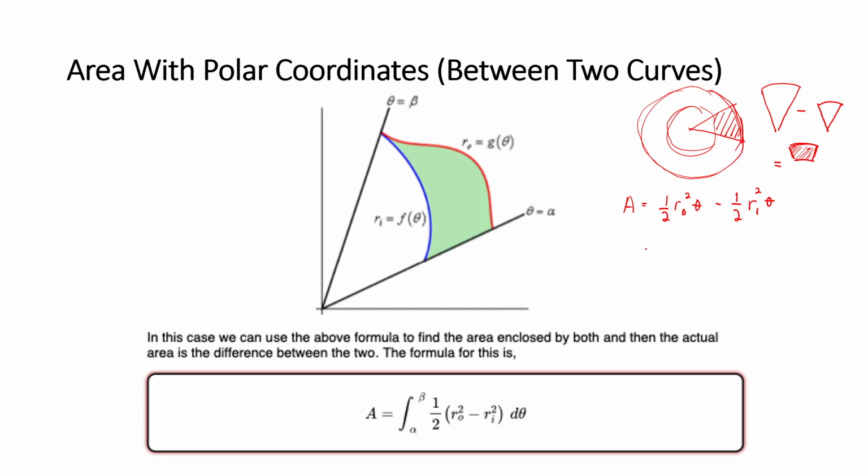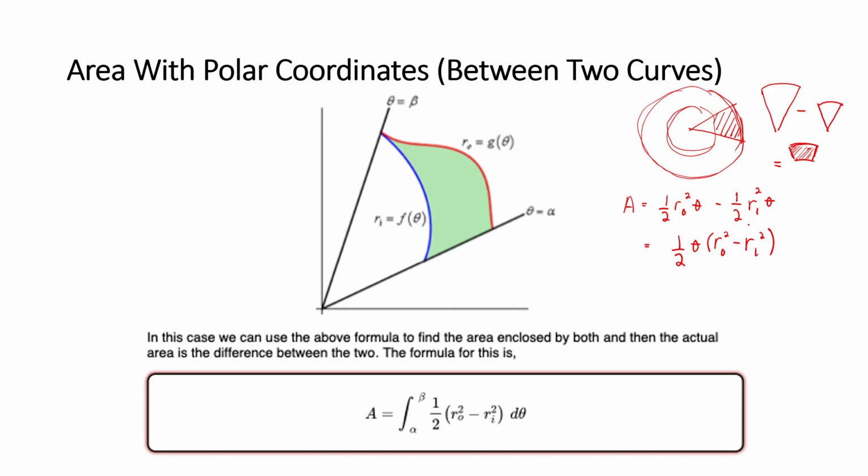So if you try to group together or factor out some terms, since theta is common to both sectors and also 1/2, we can factor out theta as well. And then what is left inside is the equation governing that particular radius, r outer squared minus r inner squared.